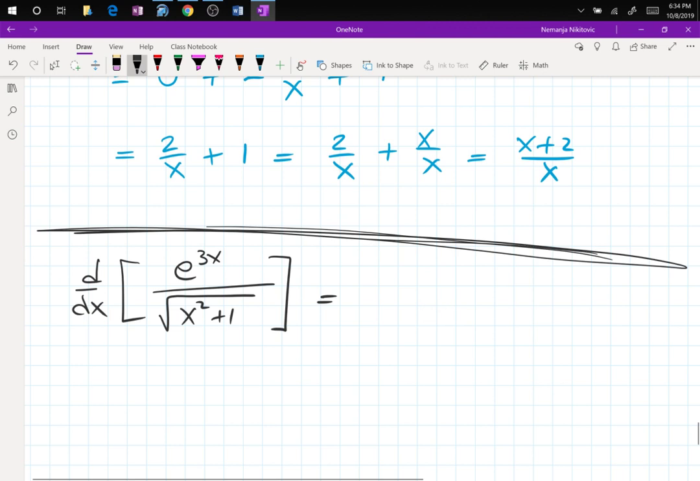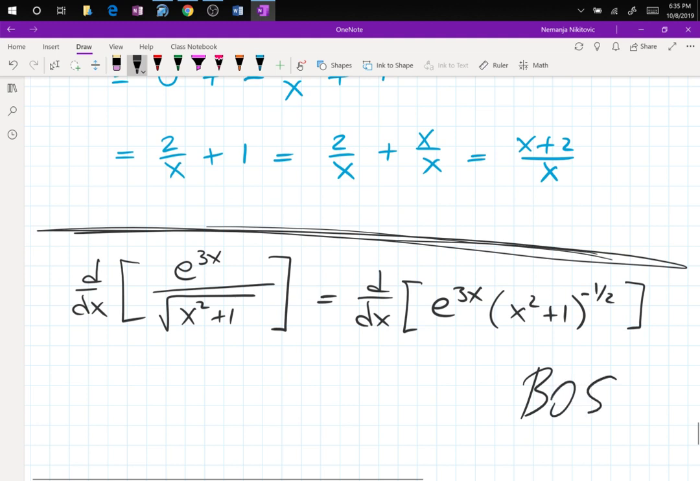So, this is officially where you retire quotient rule forever, right? Because the problem can be rewritten as e to the 3x times x squared plus 1 to the negative 1 half. And now you have a product rule with a chain on the second one. Let's go.